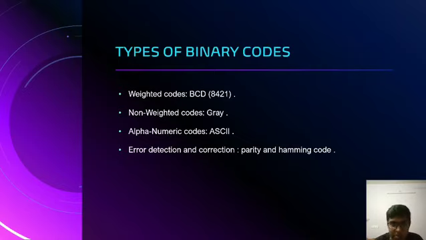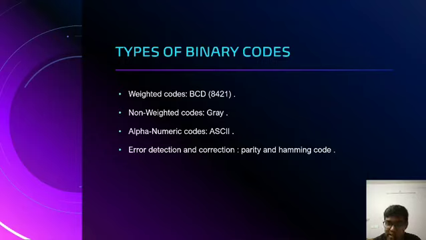There are four types of binary codes: weighted codes, where BCD is an example; non-weighted codes, where Gray code is an example; alphanumeric codes, where ASCII is an example; and error detection and correction codes. Parity is for detection and Hamming code is for correction.